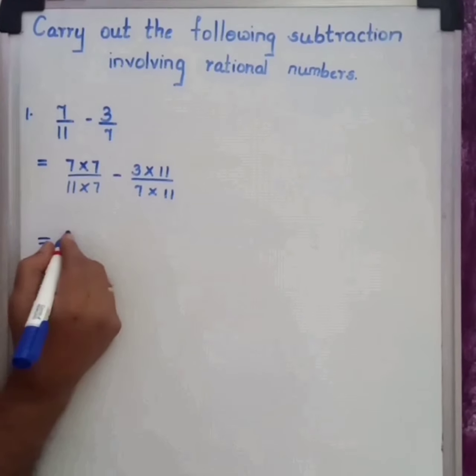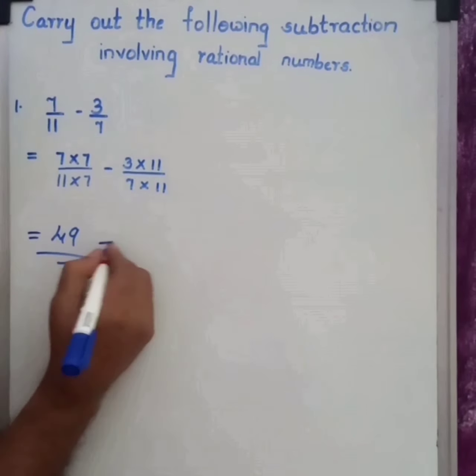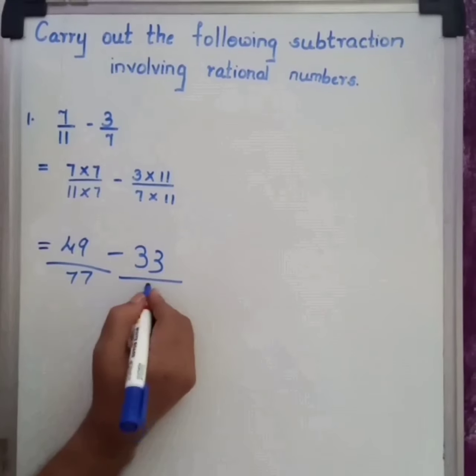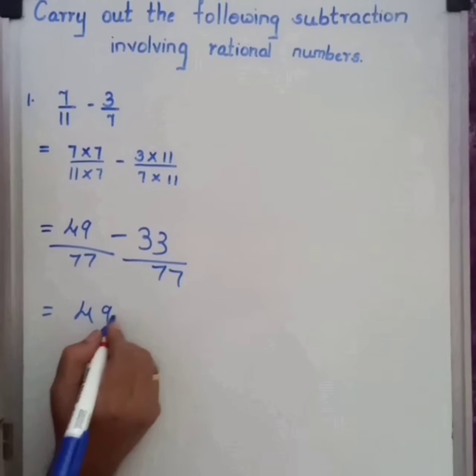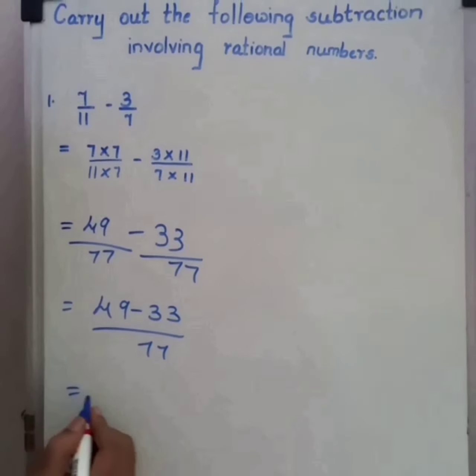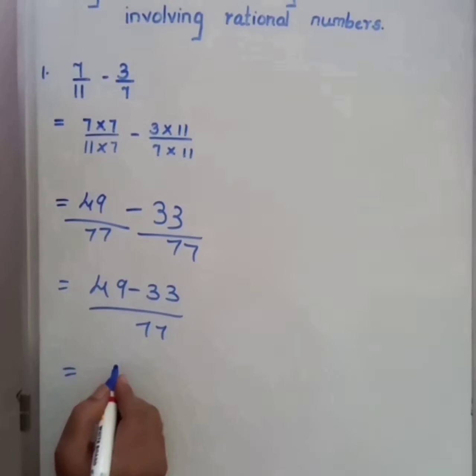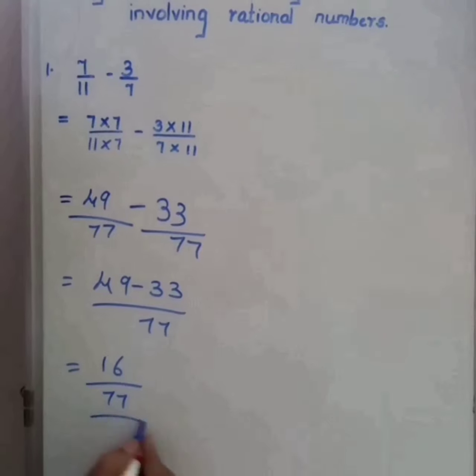So 7 sevens are 49, 11 sevens are 77, minus 33 upon 77. So it comes up to 49 minus 33 upon 77. So it is 9 minus 3, 6, 4 minus 3, 1, 16 upon 77.